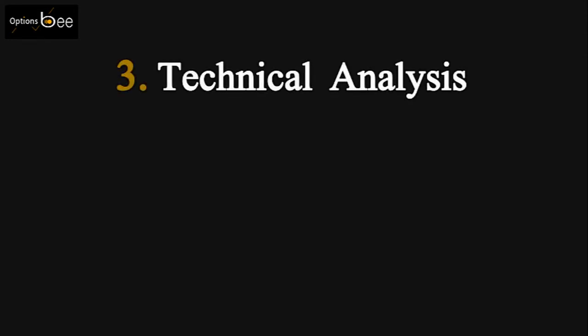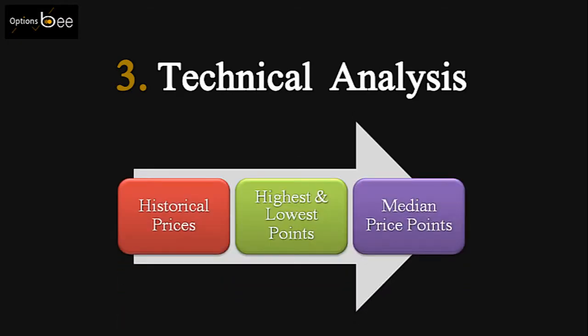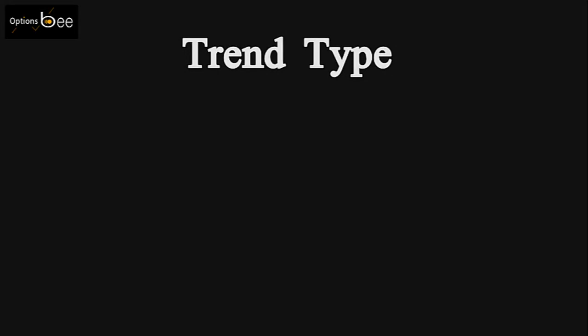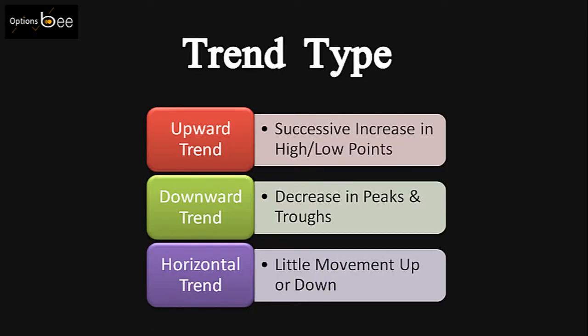The third strategy you are going to learn is known as technical analysis. To understand how to do this, you need to firstly take into account the historical price of an asset. Then you must make a note of the highest and lowest points this asset reached, and finally you must calculate the median price points. There are 3 different trend types: upward trend, downward trend, and horizontal trend.